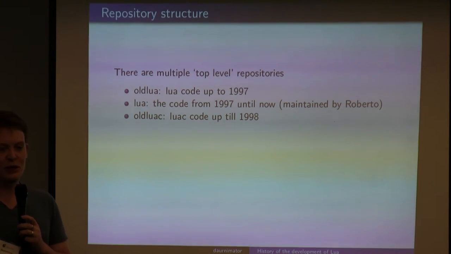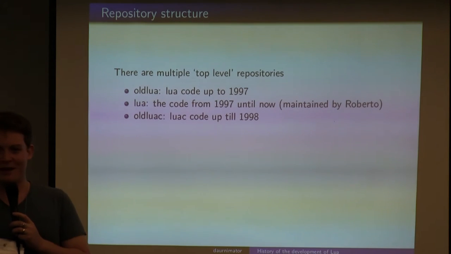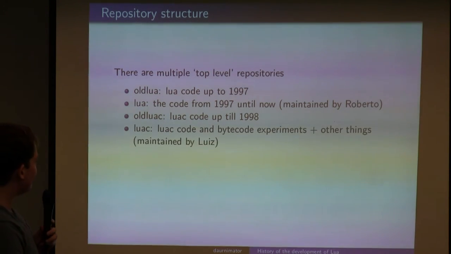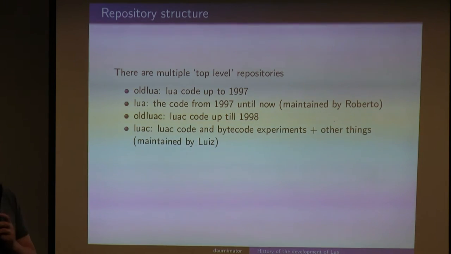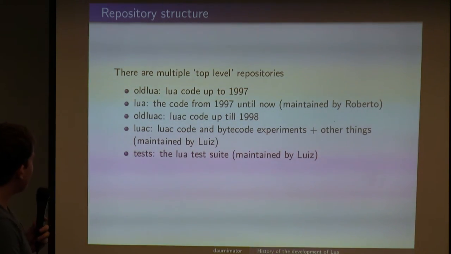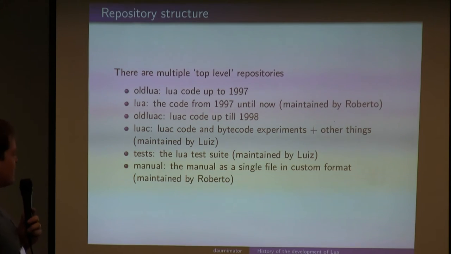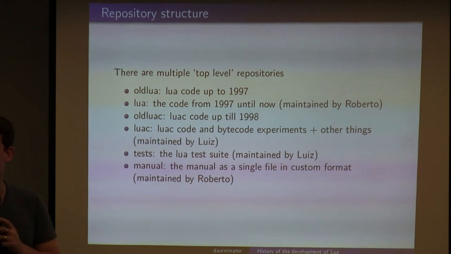Now, luac is not in the Lua repository. So luac.c and undump.c were not part of the Lua repository. They were later merged in. I'll get to that also. And then there's new luac, which contains luac code and lots of bytecode experiments, playing with the bytecode format, undumping it, serializing it in different ways. There's lots of experiments in there, and that's maintained by Luiz on his shell account. And then we've got tests maintained as a separate repository, and we've got the manual as a separate thing as well. And it's in a custom format. I believe the .of is our format.